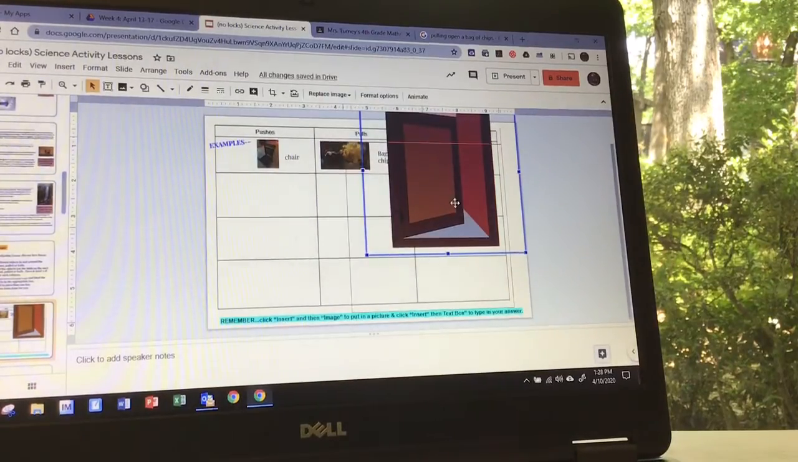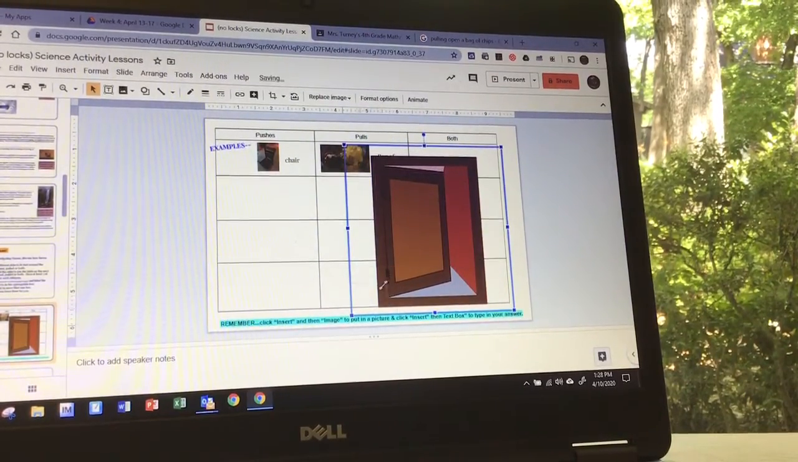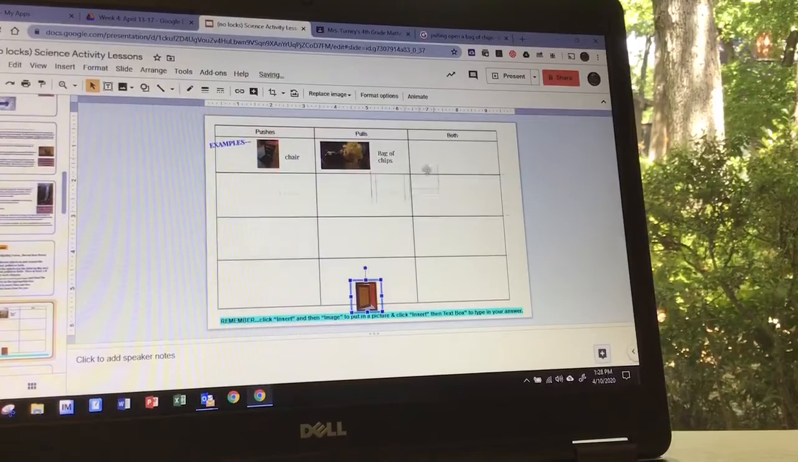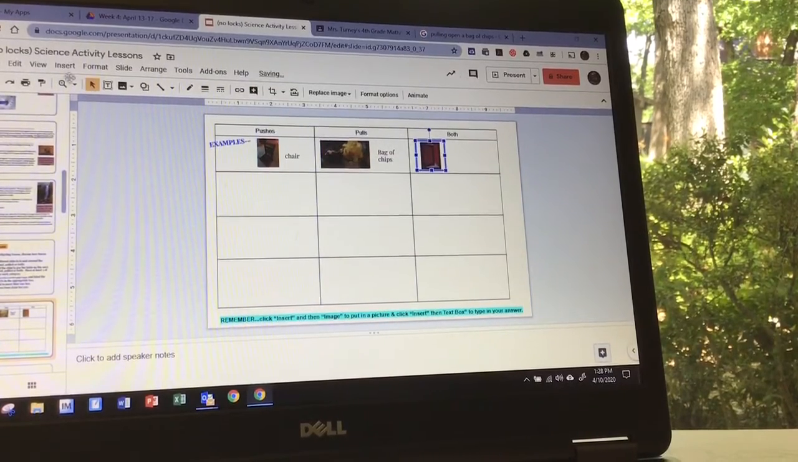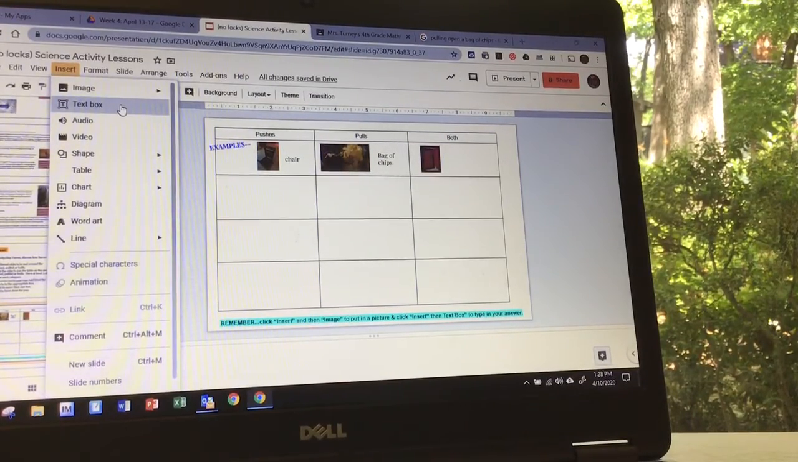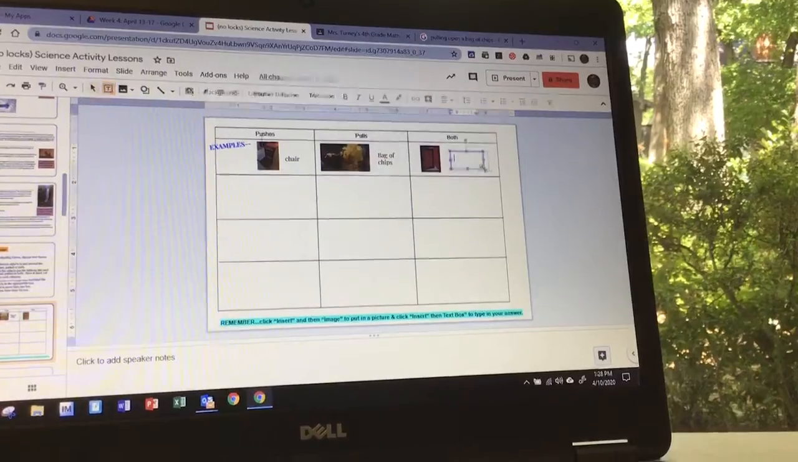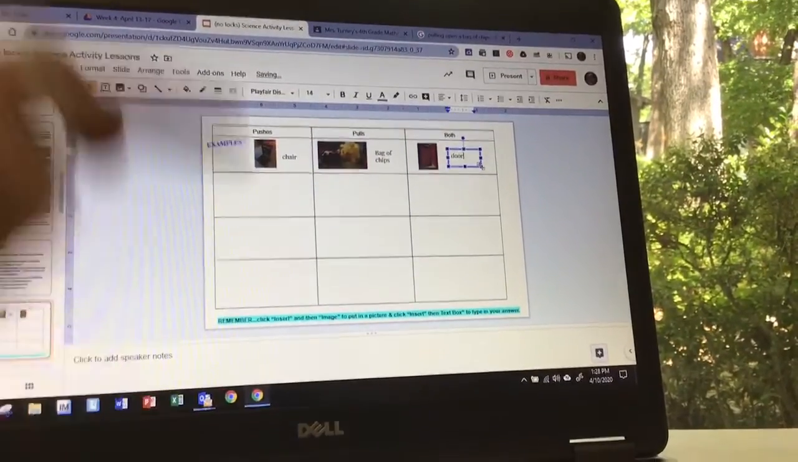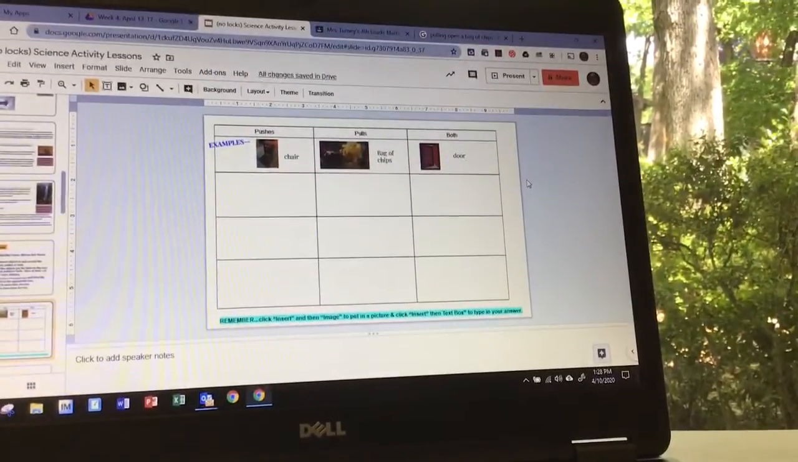I can X that out. Obviously that's too big, so I'm going to make it smaller, and I'm going to insert a text box. There's image, text box, and door. All right, and that was how I was able to add those things.